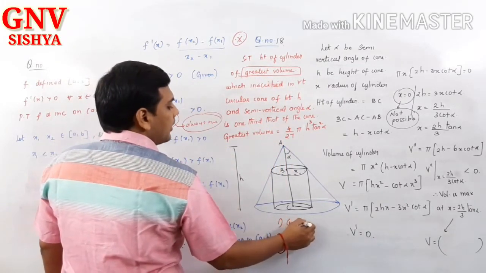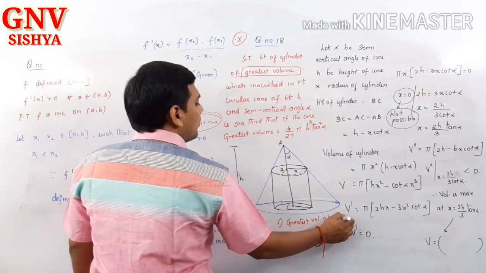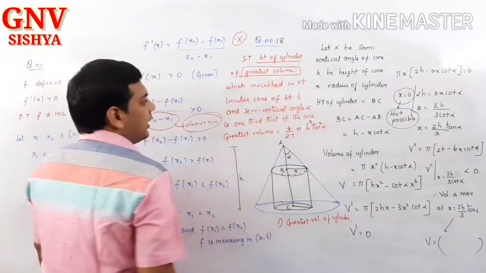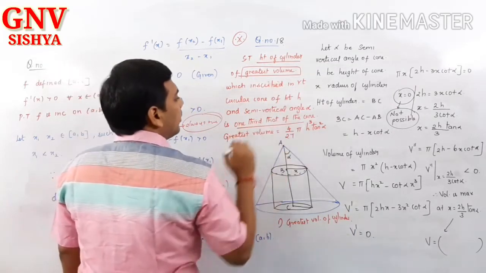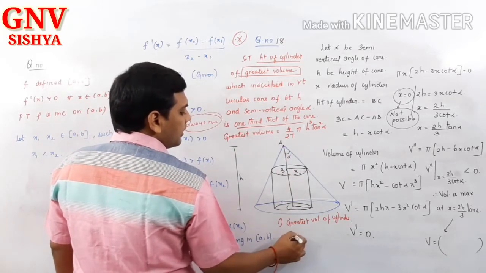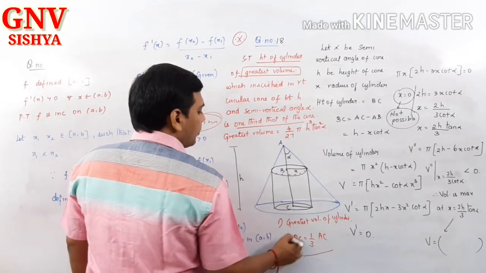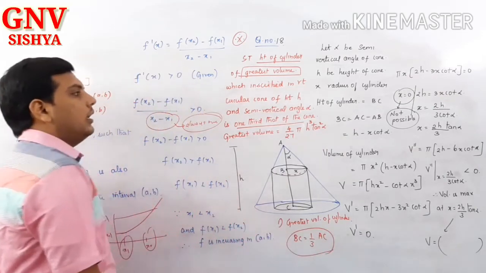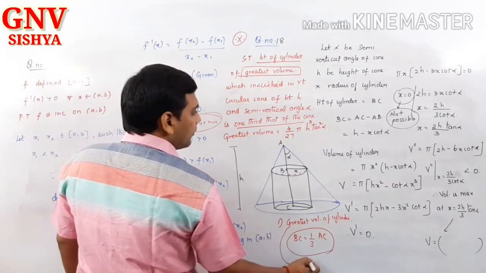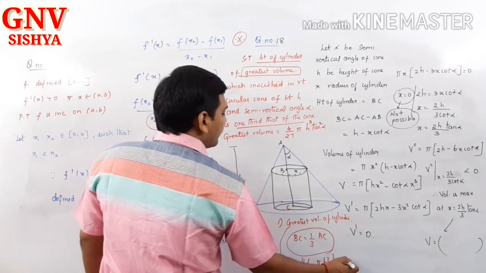Greatest volume of cylinder, point number 1. Point number 2: the height of the cylinder is equal to 1/3 of that of the cone. Let me consider the height of the cylinder is BC, correct? It is equal to 1/3 of AC, we have to prove. And the greatest volume is nothing but 4 by 27 pi h cube tan square alpha.